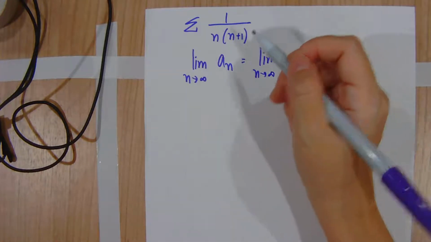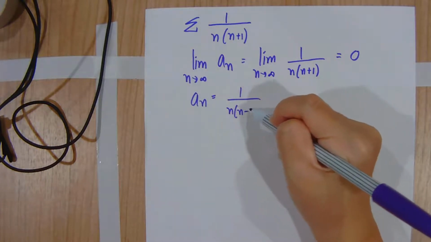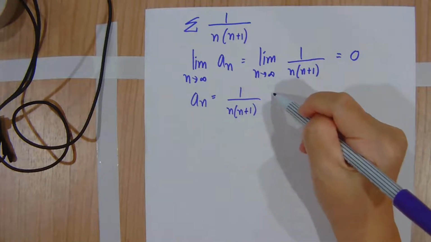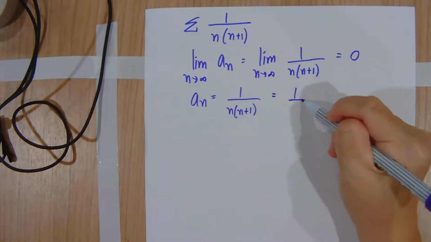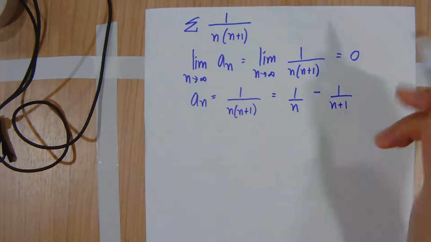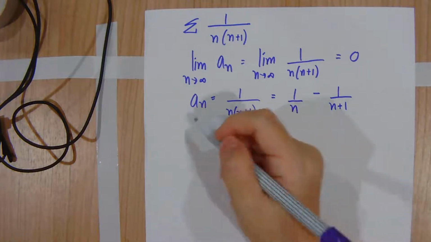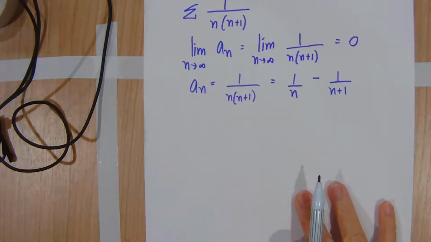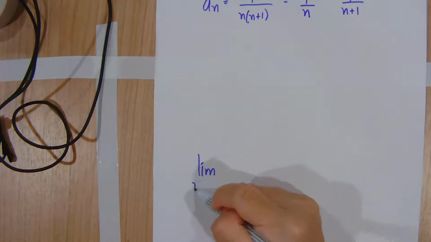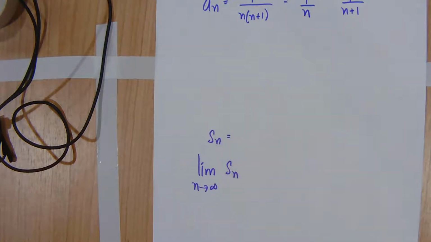Then we think about whether the term a_n can be separated into two terms, the difference of the two terms. So this equals 1 over n minus 1 over n plus 1. Then we use the cancellation technique. Our objective is to find the limit of S_n, which means we have to find what S_n is.